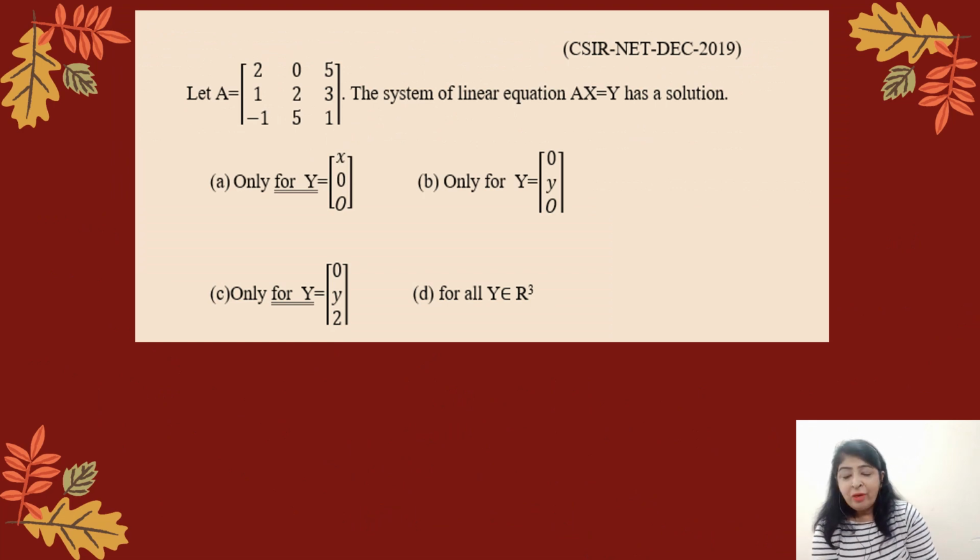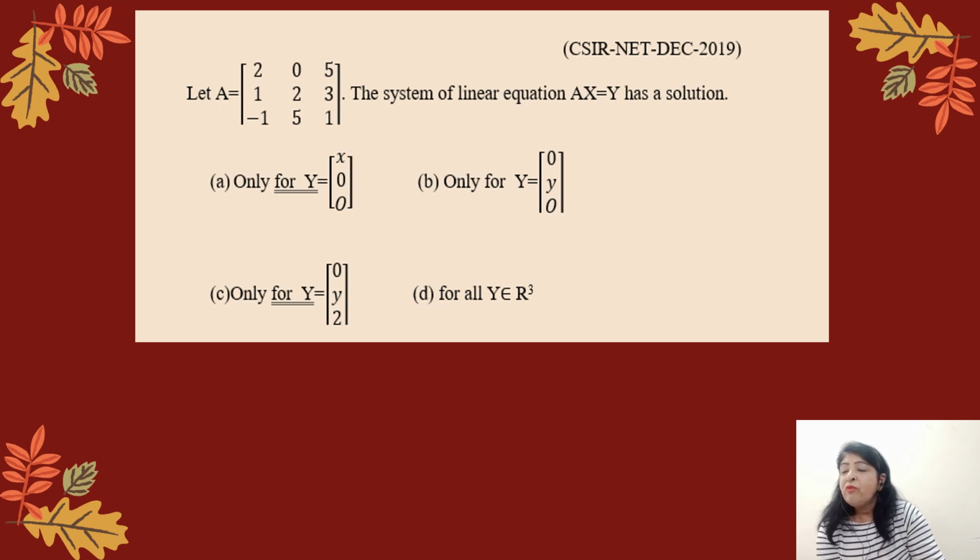Next you have, let A is equal to this. A is a matrix of order 3. Then the system of linear equations has a solution. 4 options are given to us. Different values of y are given, and then at D he has given that all y belongs to R cube. Now you have the system of equations, and it has a solution, so you have to choose one of the options.